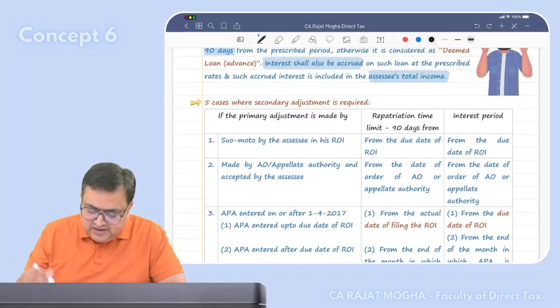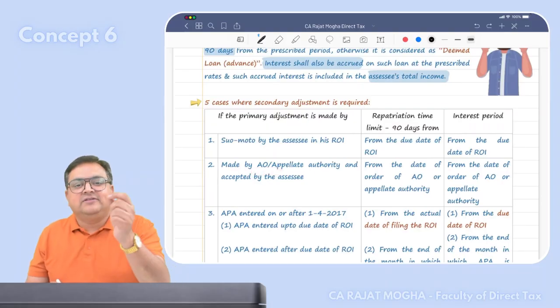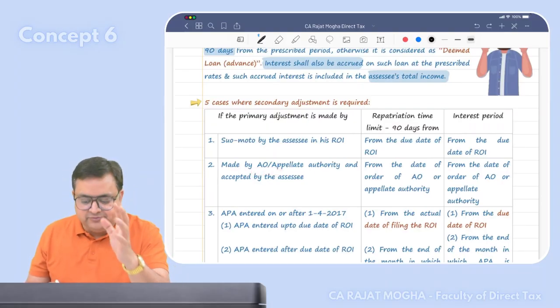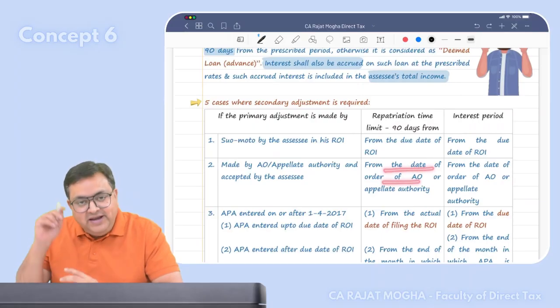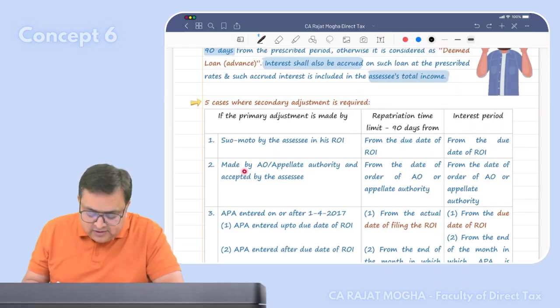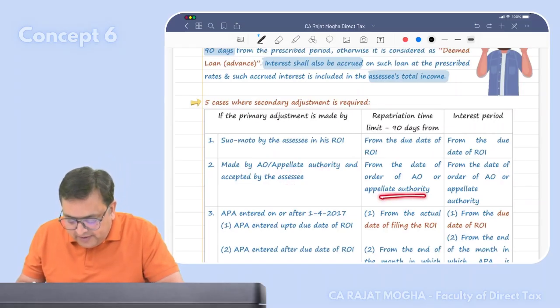Correct. Now they have said that if made by the assessing officer, the primary adjustment is made by whom? By the assessing officer. The assessing officer has passed his assessment order and he has made the primary adjustment. Then from the date of order of the AO, please bring this money within 90 days. Or the AO has not passed, but the appellate authority has passed an order. So from the order of the appellate authority.